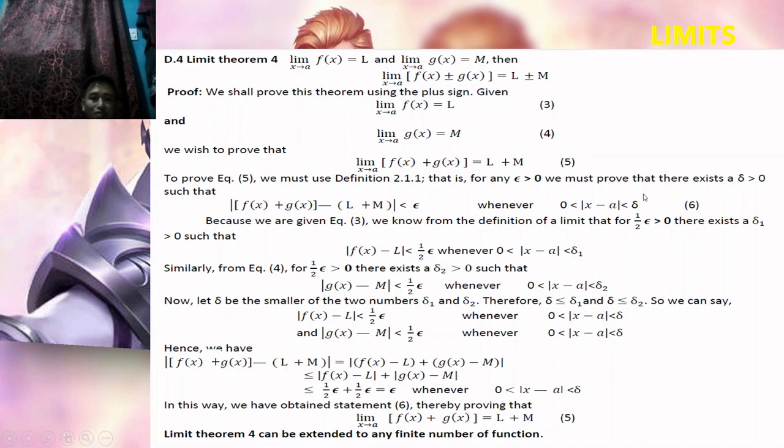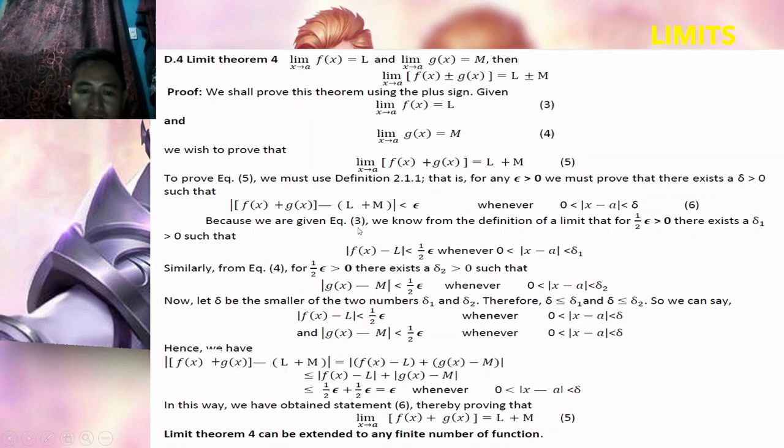Because we are given equation 3, we know by the definition of a limit that for 1/2 epsilon greater than 0, there exists a delta 1 greater than 0 such that, okay, this is the first one.